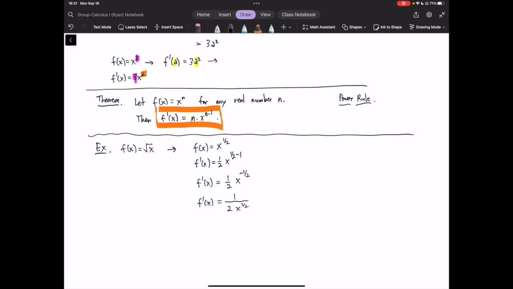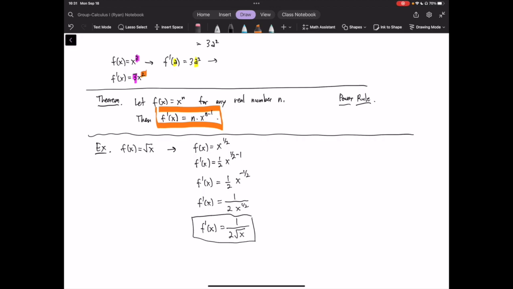And we know that x to the 1/2 is the square root of x. That's where this came from, right? It came from up here. So this whole thing now can be written as f prime of x. Our derivative of our function, the square root of x, is equal to 1 over 2 square roots of x.